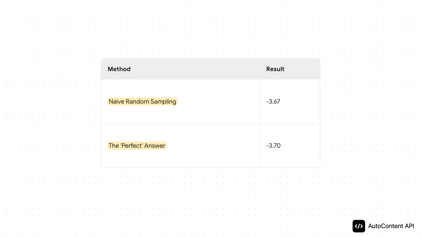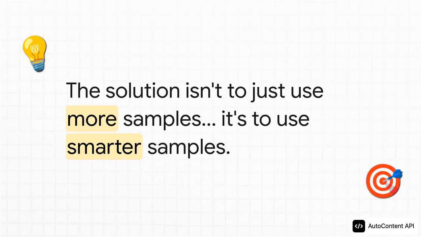And yep, the results show exactly that. Our simple, naive, random sampling gets us negative 3.67. The actual perfect answer is negative 3.70. Okay, it's close, I'll give you that, but it's definitely off. You can see the brute force method is starting to show some cracks. And this teaches us something really, really important.